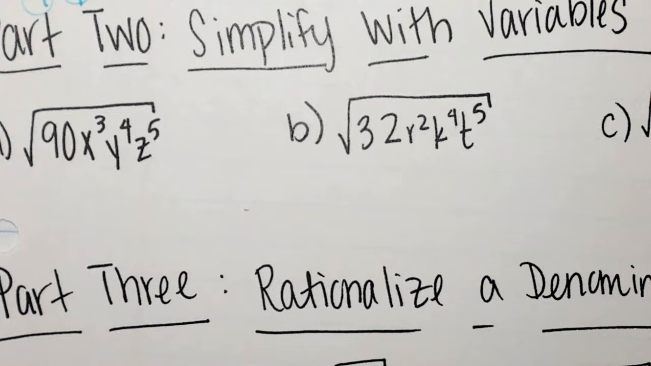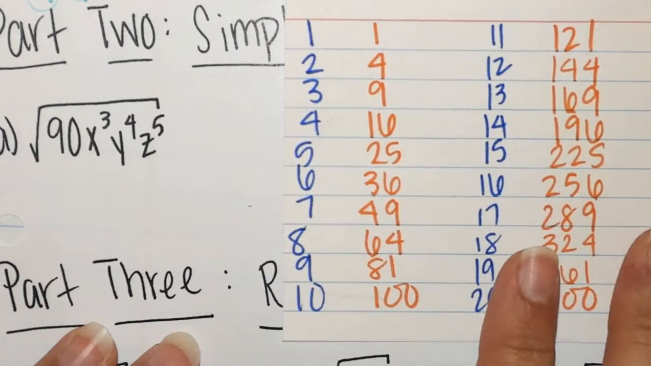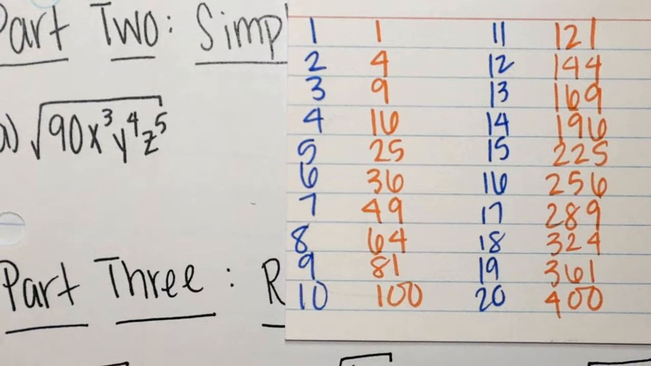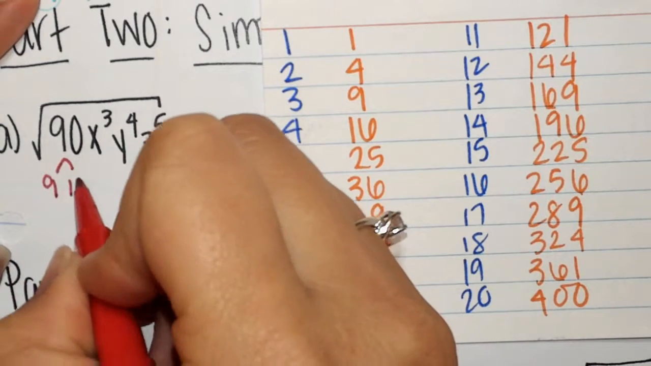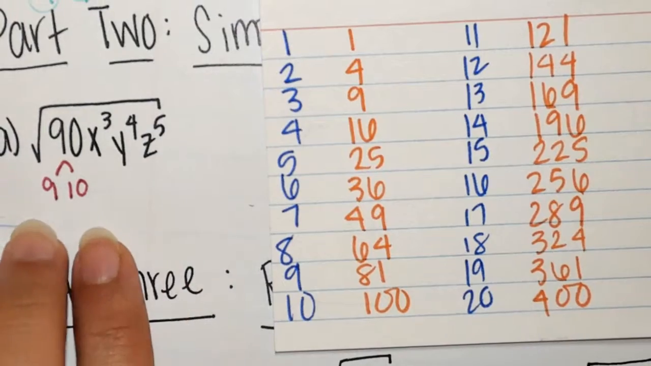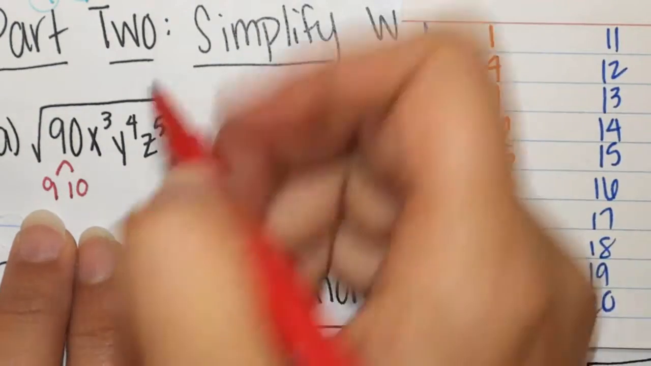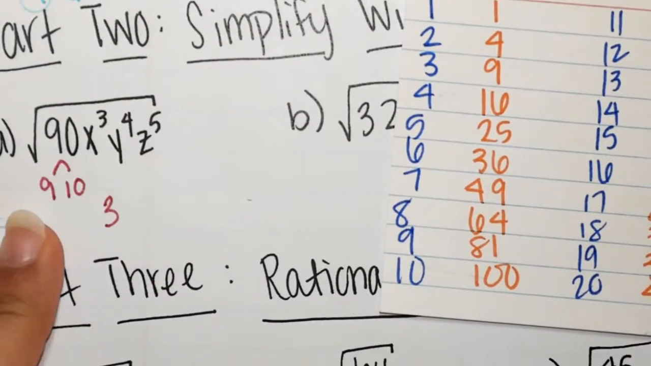Now, first, what's the biggest perfect square that goes into 90? 30. 30 is not a perfect square. What's the biggest perfect square that goes into 90? 9. 9 times what? Okay, we're going to leave this here. Now, what's the square root of 9? 3.